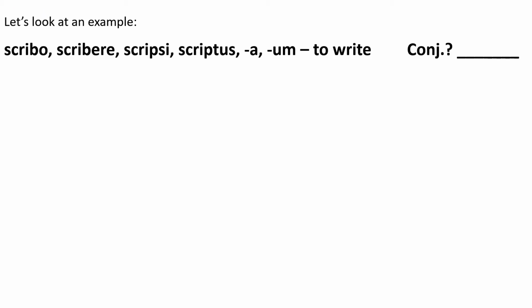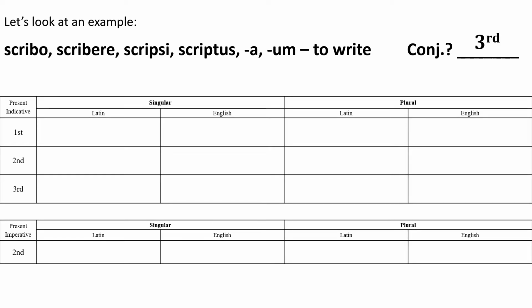Here's your example. Scribo, scribere, scripsi, scriptus, to write. Short ere, not scribēre, but scribere. Go to the infinitive. Chop off the re. Weak e falls away. Your stem is not scribe, your stem is scrib. We're going to use that in our chart, in all the same places we normally do.